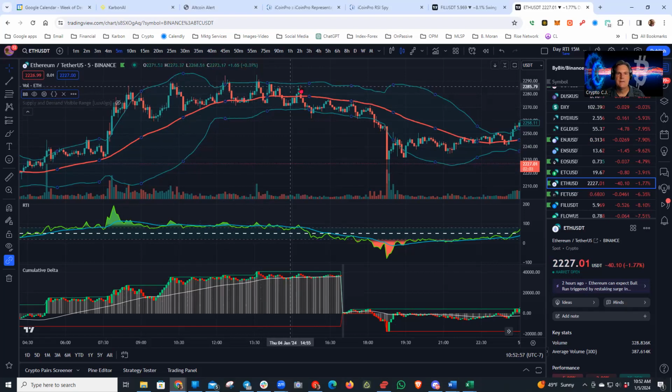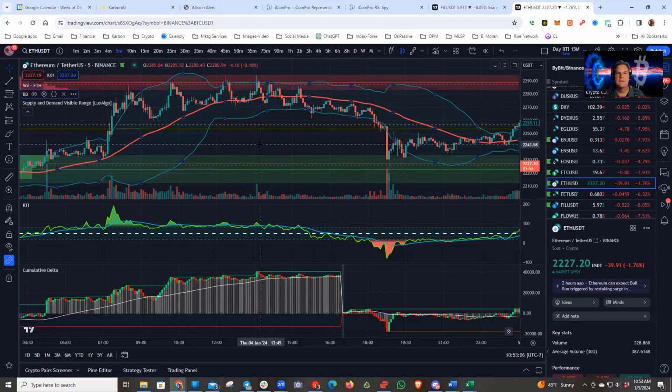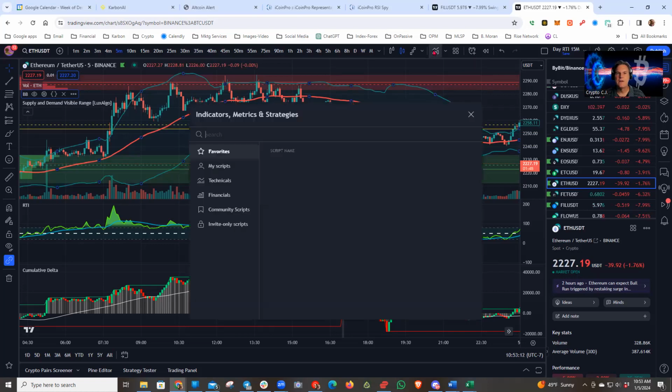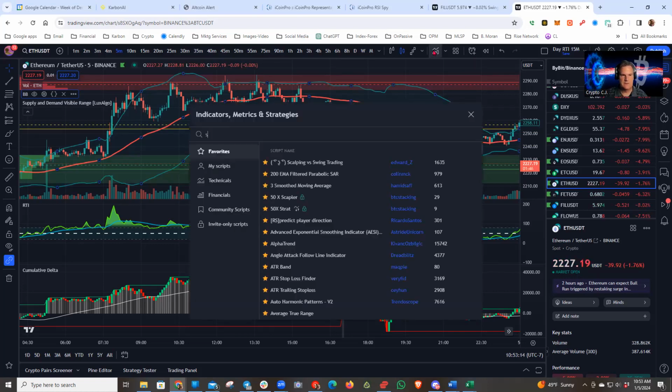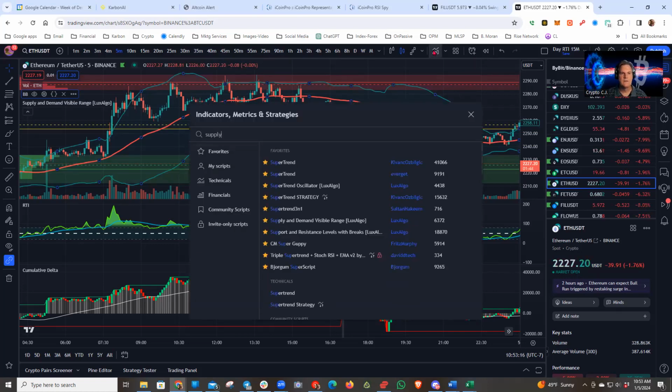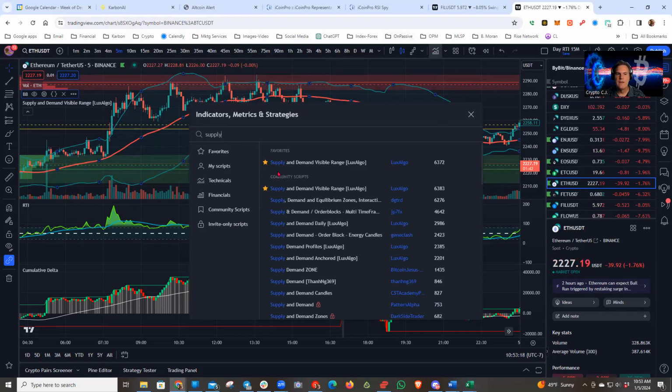I mean, I see resistance right up here. And I've got a tool to help you find that. It's the supply and demand visible range. This is a Lux Algo free indicator. You can find that here. Click on indicators, type in supply and demand, and it'll come up. And then put a star by it if it's something you think you want to keep using.